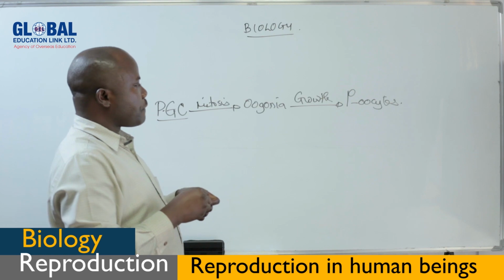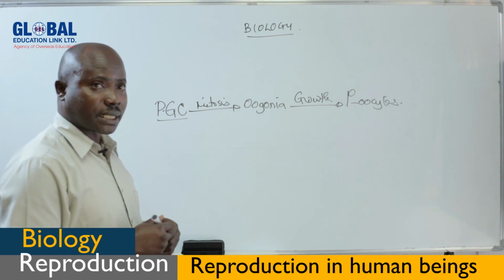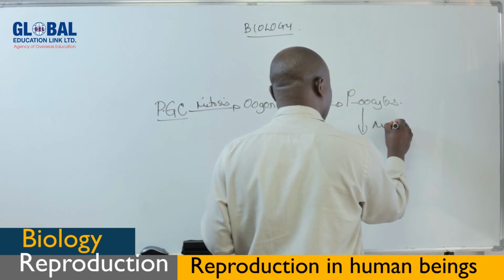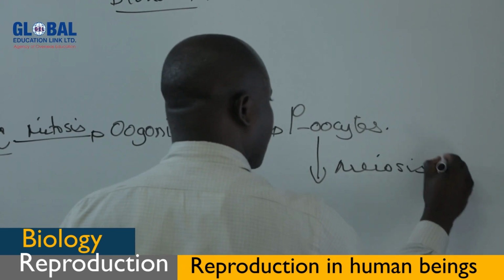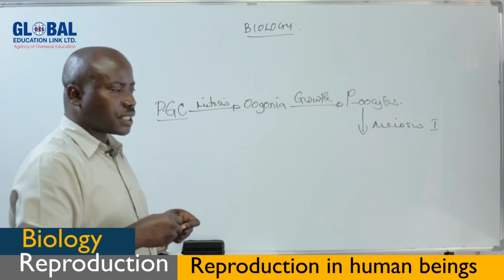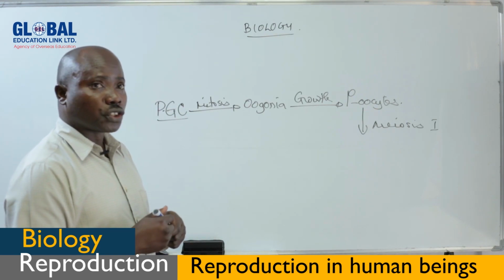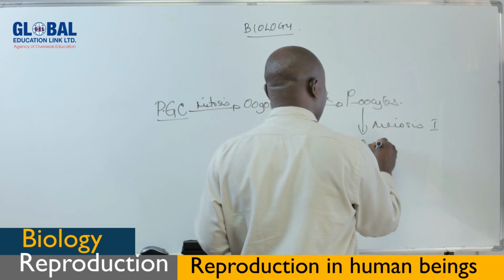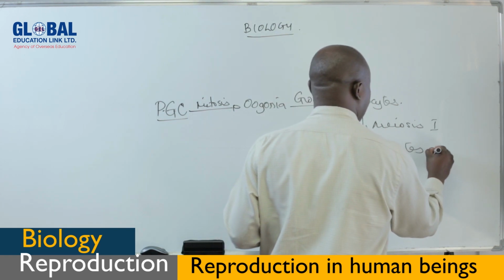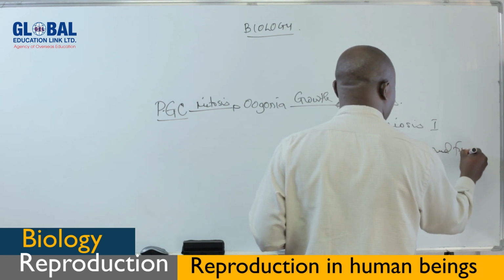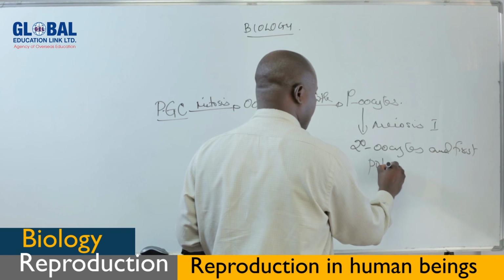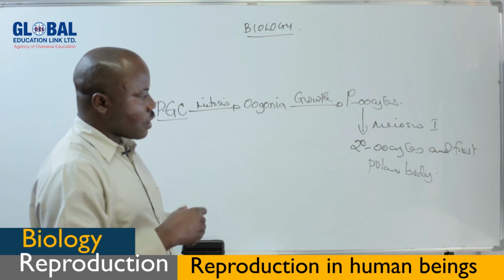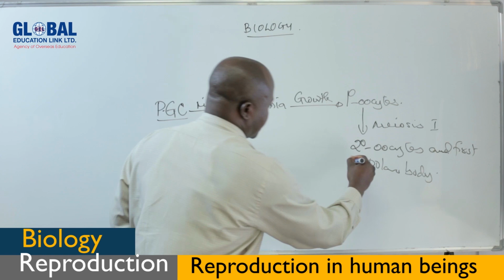The primary oocytes so formed from a growth process are diploid cells, but the next process is meiosis 1, which transforms the primary oocyte, which is diploid in number of chromosomes, to secondary oocyte and the first polar body. The secondary oocyte undergoes meiosis 2, producing the ootids.